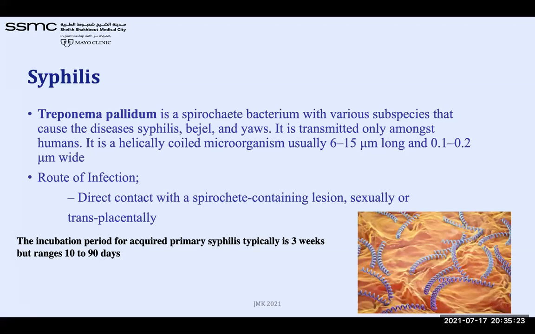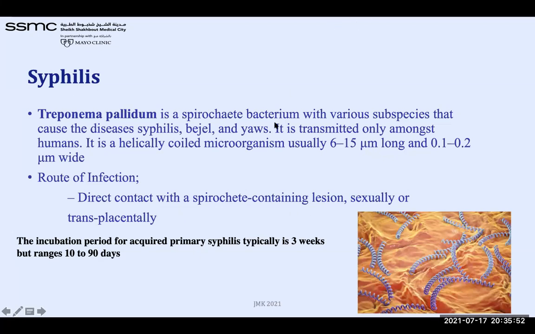Next, I want to talk about syphilis. Syphilis, you know, is Treponema pallidum, a spirochete bacterium with various subspecies. It is transmitted only among humans, so this is specific for this organism. It is like a coil, helical. Route of infection is direct contact with spirochete-containing lesions, sexually or transplacentally.